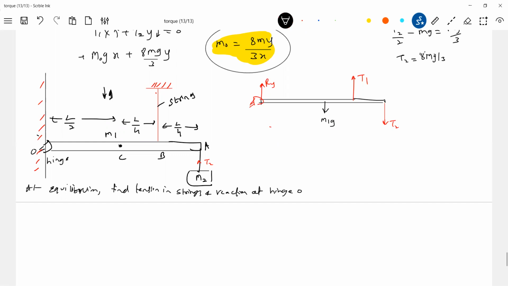Write down all the equations now. Net torque about O, z axis should be 0. So for that, m1g L by 2 plus T1, sense of rotation clockwise, T1 3L by 4 anti-clockwise, T2 into L clockwise. T2 value we know. T2 is equal to how much? M2g.